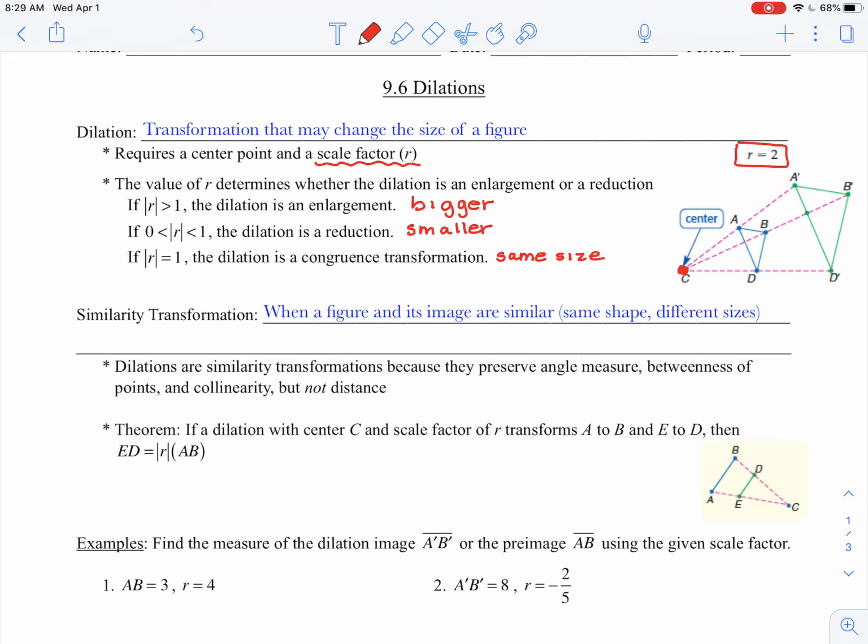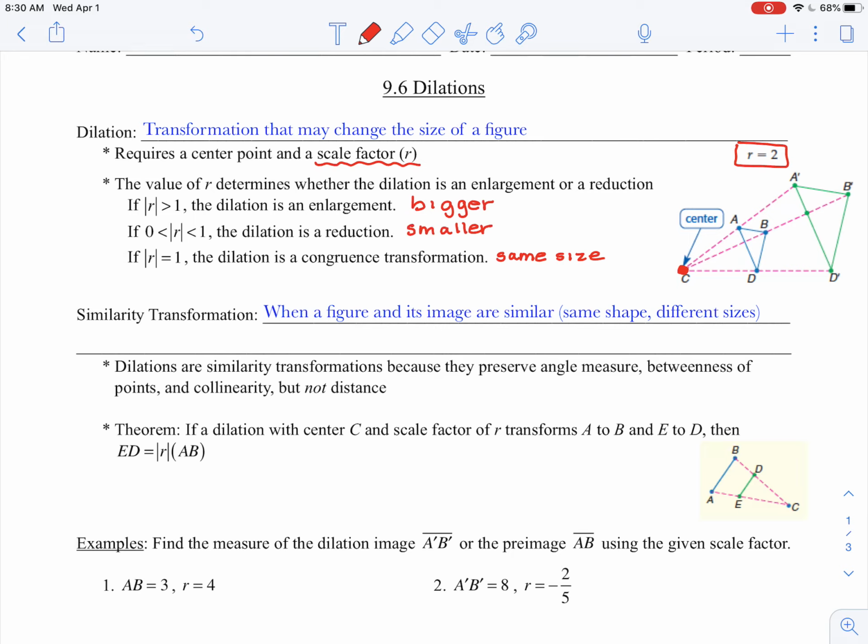As I said, a dilation is not an isometry. It does not preserve congruence typically. Instead, it's called a similarity transformation. That's because the pre-image and the image are similar. They have the same exact shape, but they are different sizes.